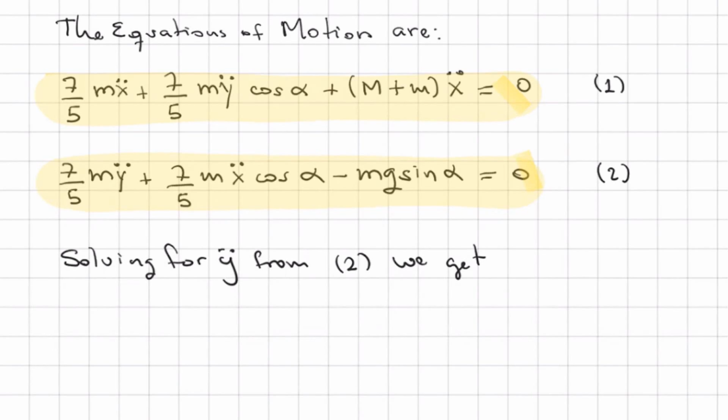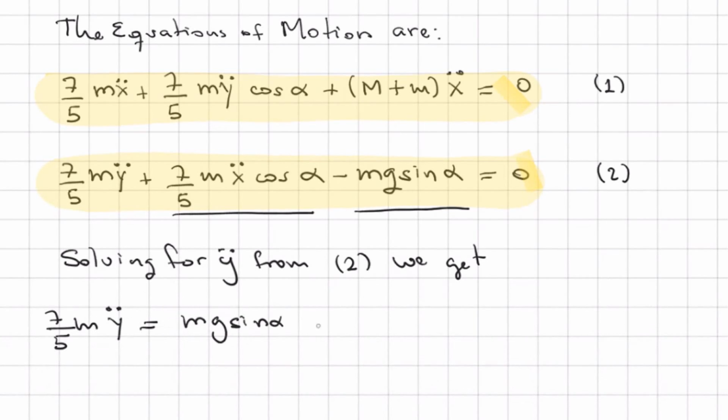We take the second and third terms of the equation and send them to the other side, and we get 7/5 of the mass y2 dot dot equal to mg sine of alpha. It was negative, and we send it to the other side as positive, minus 7/5 of the mass x2 dot dot cosine of alpha. It was positive, and we send it to the other side of the equation as negative, right?